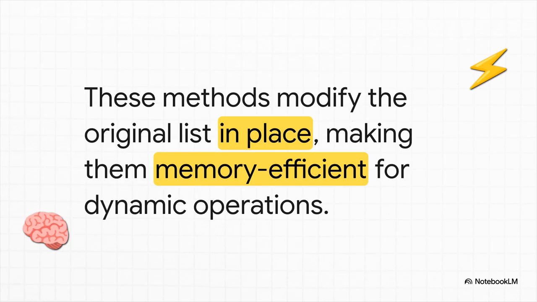And here's the one thing you absolutely have to remember about all three of these methods. They all change the original list in place. They don't go off and create a new copy. This is a huge deal because it's way more efficient, it saves memory, and it's just good, clean Python coding.